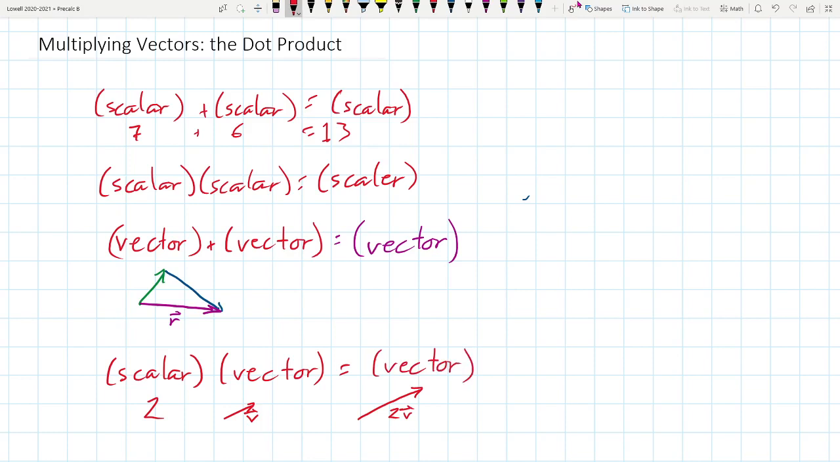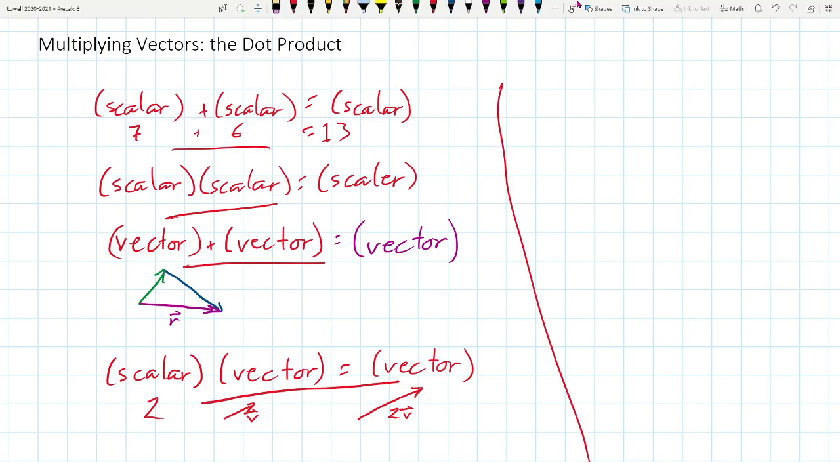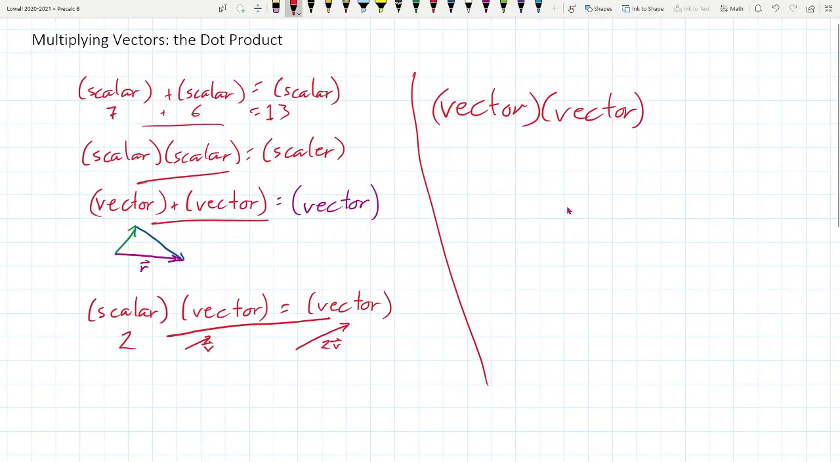So scalar plus scalar equals a scalar. Scalar times scalar equals a scalar. Vector plus vector equals a vector. Scalar times vector equals a vector. The one that we have not talked about yet, and what we're going to address in this video, is vector times vector. What should that be? I just want you to think about that for a second.